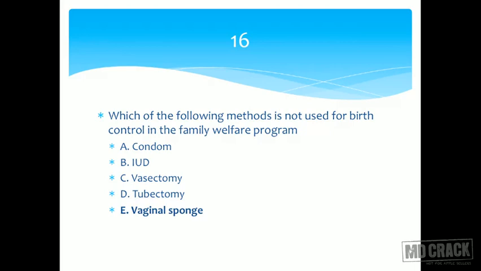Although it is a method of contraception, the success rates are not very high. Its use is clumsy and sometimes it may fail. So we don't do that in the National Family Welfare Program. In market it is available. It is a prevalent method of contraception. But vaginal sponge is not supplied by the government.